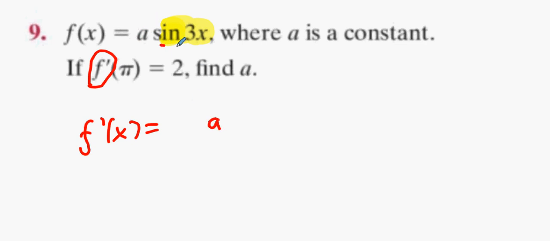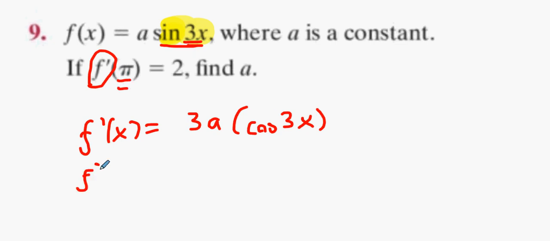What does sine turn into? And the angle is always the same. Differentiate the angle. What do you get? 3. There's your first derivative. Now what does it say I have to do with the x value? Sub in pi.